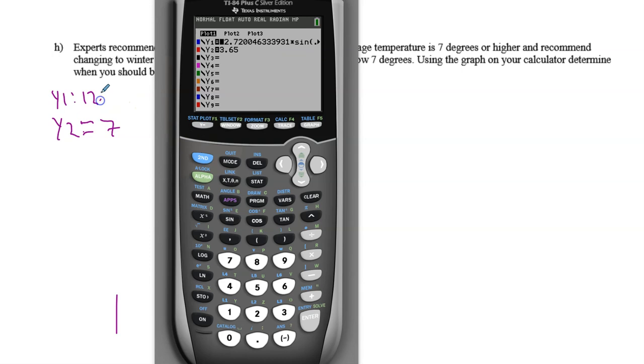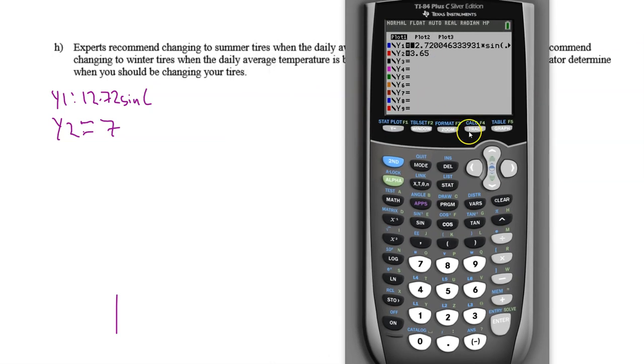So I was 12.72 sine bracket, I'll scroll on here, 0.51x, 0.51x minus, so you notice it's plus negative, we'll just go minus 1.98, minus 1.98 plus, that's what I remember, right, it was 3.65.